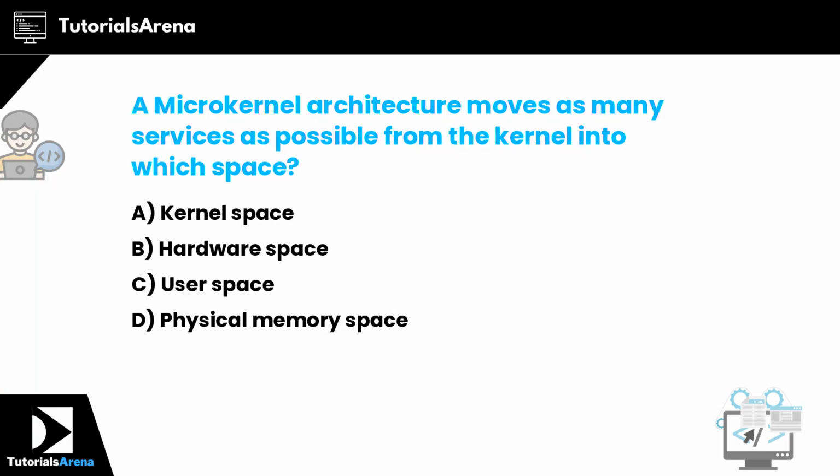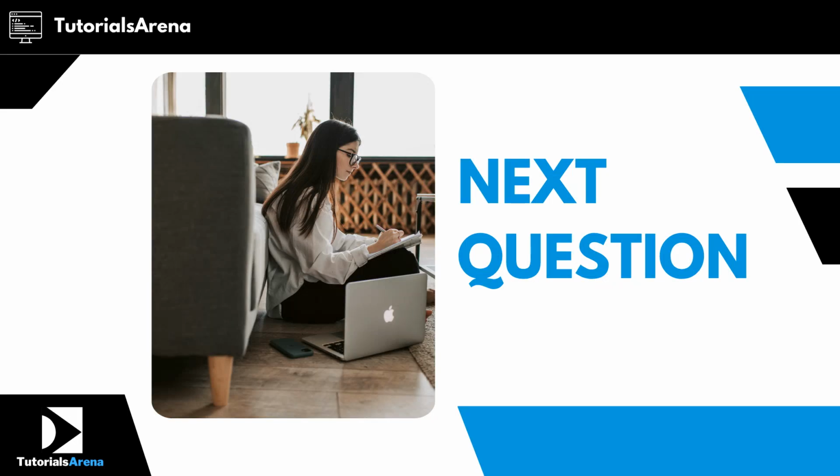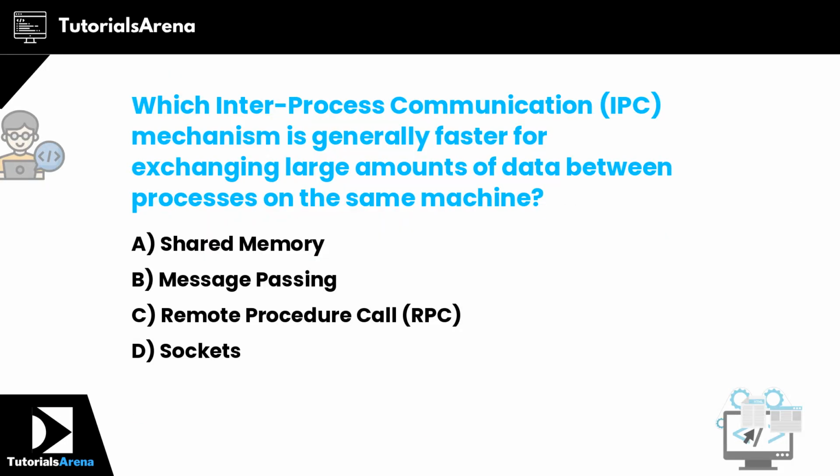A microkernel architecture moves as many services as possible from the kernel into which space? The correct answer is option C, user space. Which interprocess communication, IPC, mechanism is generally faster for exchanging large amounts of data between processes on the same machine? The correct answer is option A, shared memory.